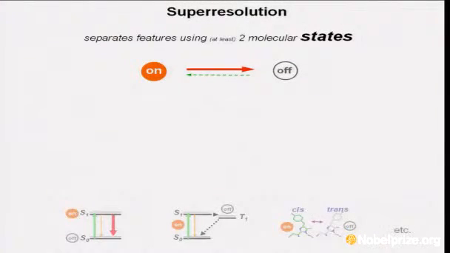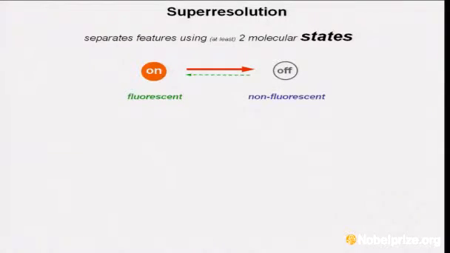As a matter of fact, all the super-resolution methods that are in place right now and are useful, they make a separation by transiently placing the molecules in two different states for a time period of detection. Fluorescent and non-fluorescent, that's the easiest to play with. And so this is what has worked out so far.